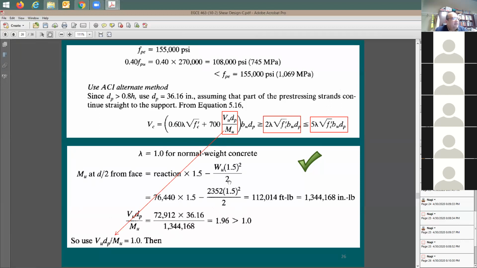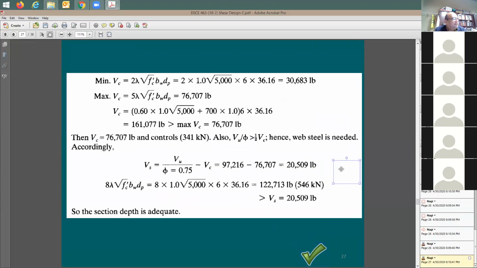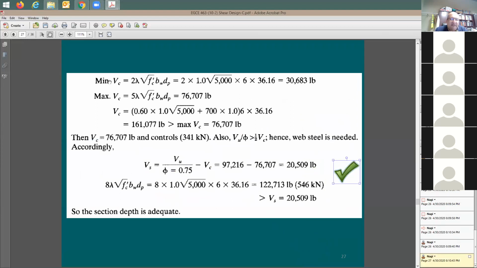Okay, so what's next? I need this slide. Next, find the minimum V sub c, the minimum concrete strength. It's based on a factor of 2. I have it here. How about the maximum? Based on a factor of 5. Based on a factor of 2, based on a factor of 5. Find the concrete strength.